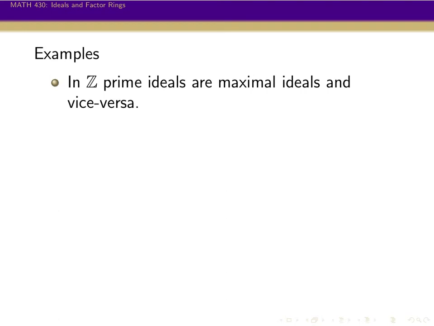How do these prime ideals and maximal ideals interact with each other? Well, if our ring is the integers, then the prime ideals and the maximal ideals coincide with each other. So any prime ideal is maximal in the integers, and any maximal ideal is prime in the integers.